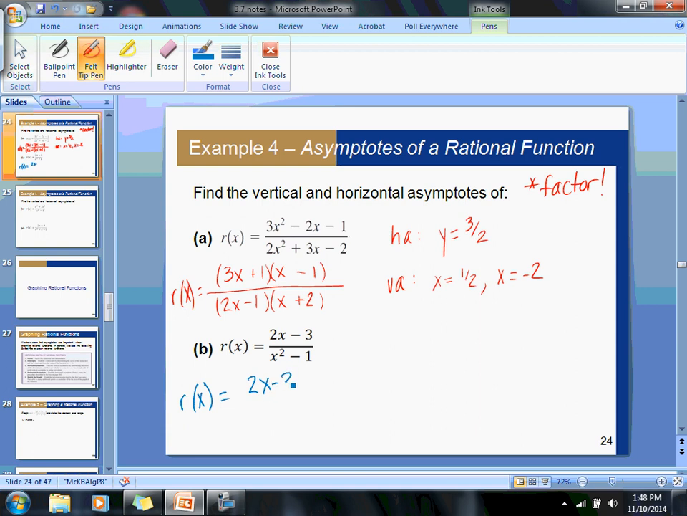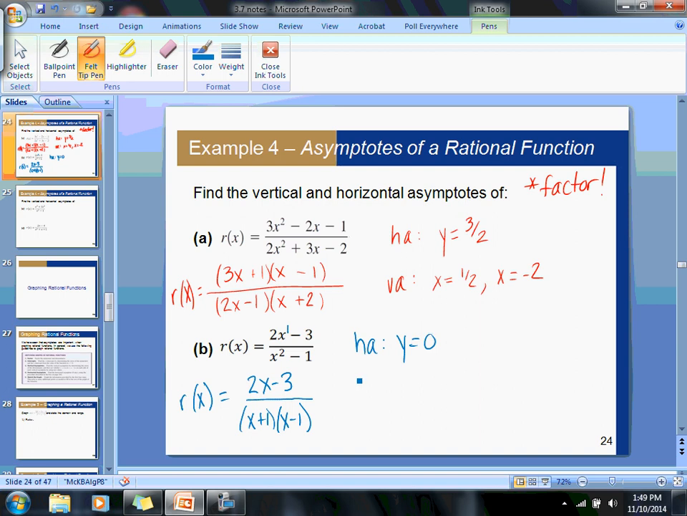But in my denominator, I have a difference of two squares. So that'll be x plus 1 times x minus 1. And again, my horizontal asymptote, I can find that by looking at the original problem. Here I see that the degree of the denominator is bigger than the degree of the numerator. So the way we were discussing that before is the degree of the numerator is less than the degree of the denominator. So that means it's just automatically y equals 0.